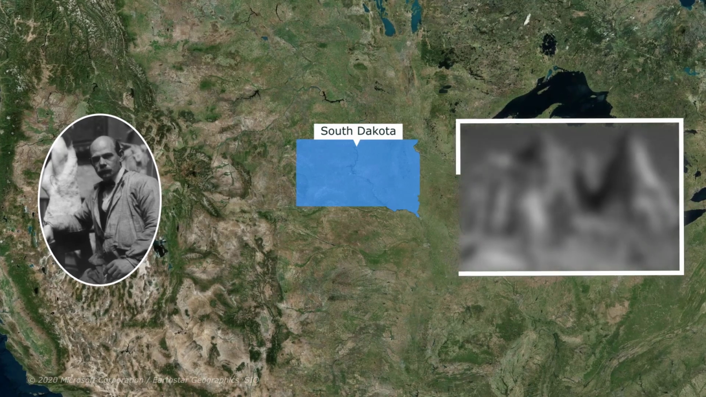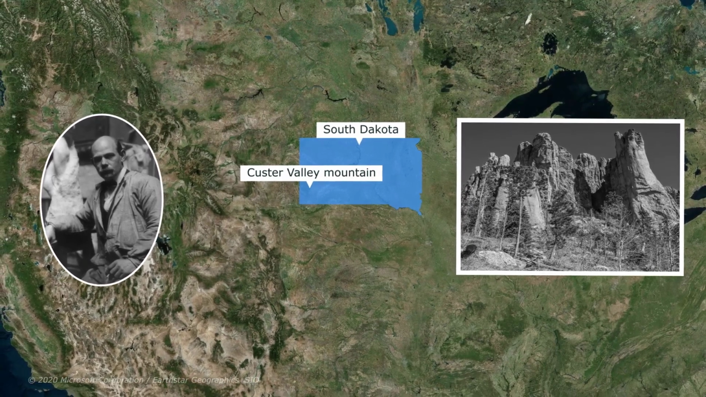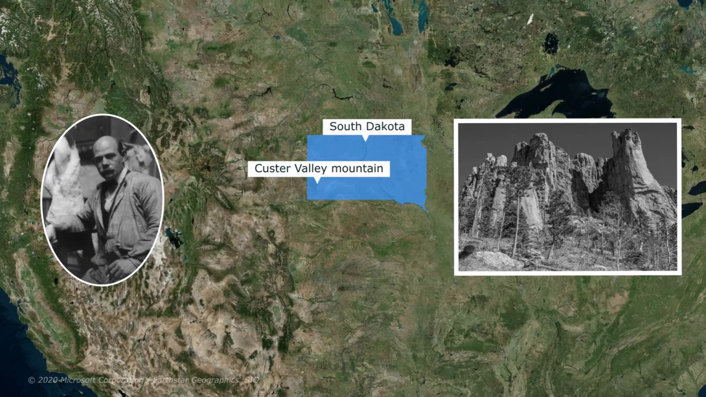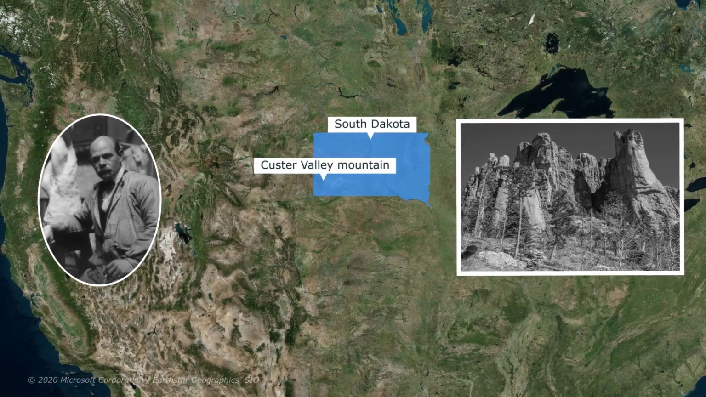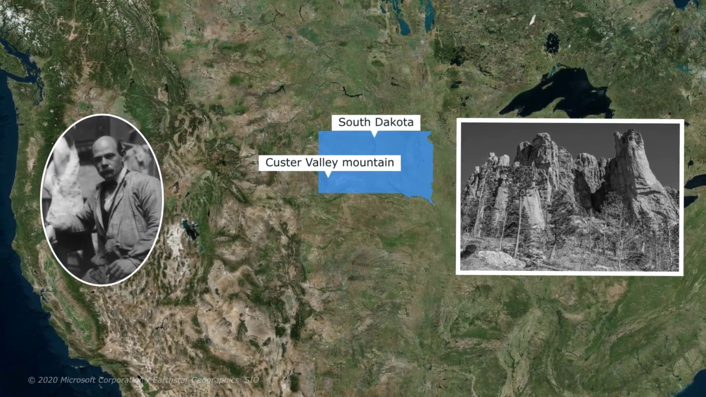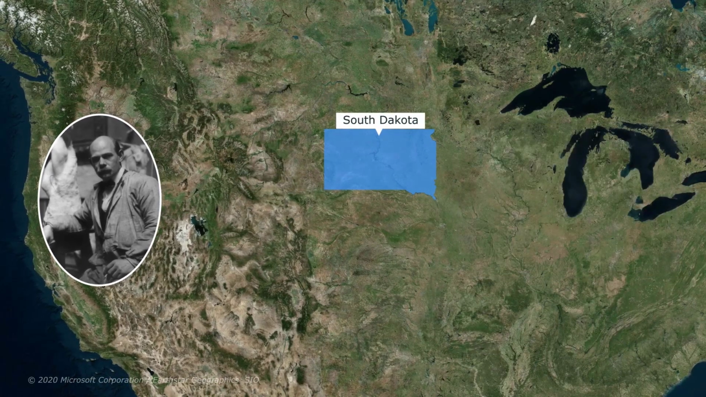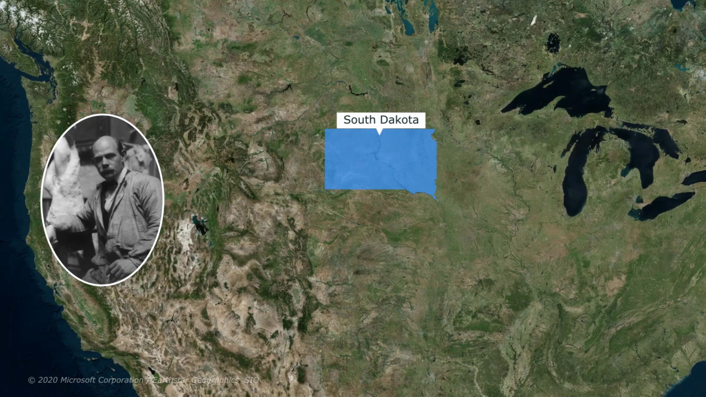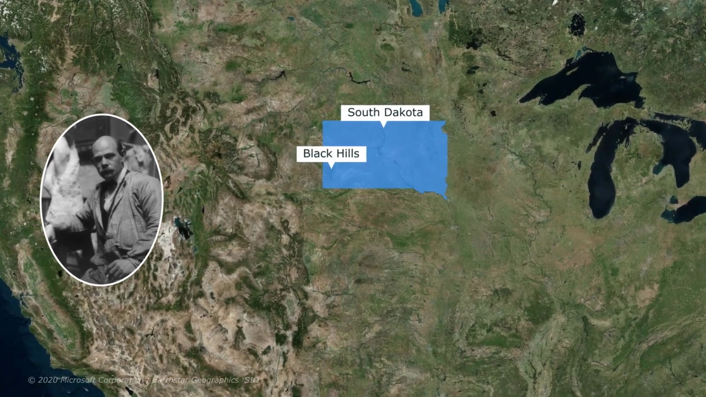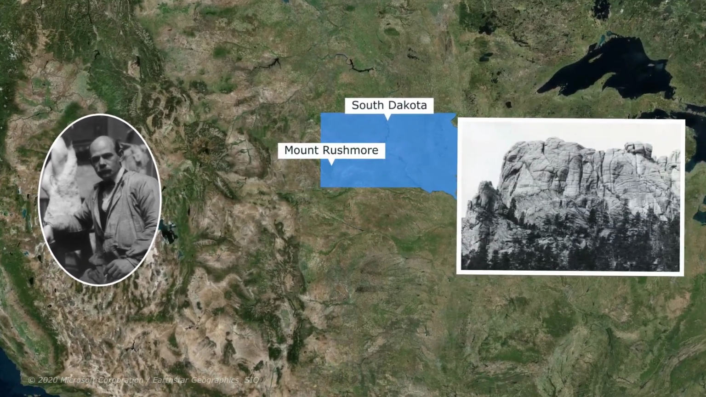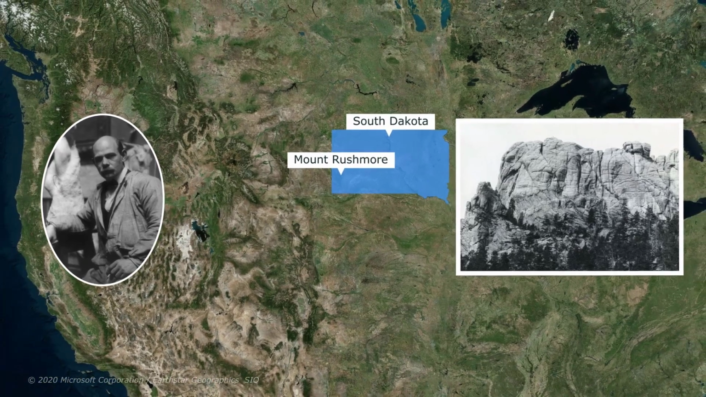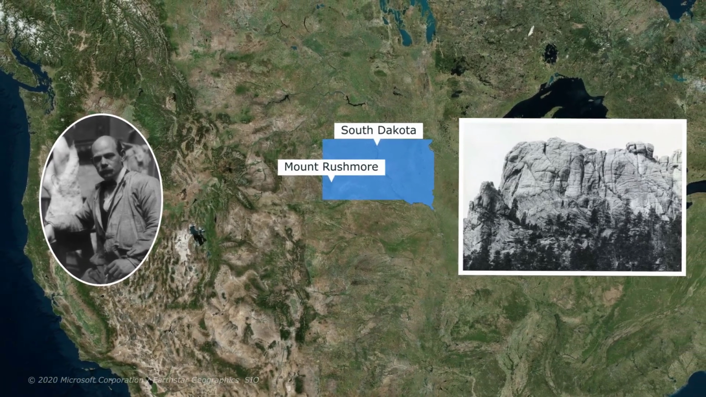Borglum inspected the proposed Custer Valley mountain site and immediately rejected it, saying that the rock was too brittle and it would be unsuitable for such a project. He did, however, like Robinson's idea of creating something on a grand scale that would last well into the future, and started searching for a location. A state forester took Borglum to the Black Hills region and showed him Mount Rushmore. Borglum was instantly taken with the size and scope of the mountain, and decided that this was indeed the spot.